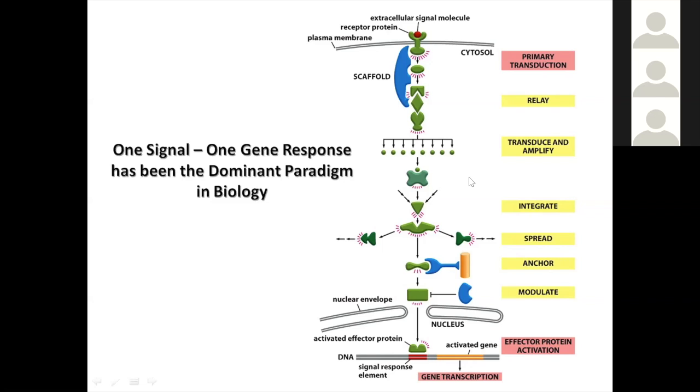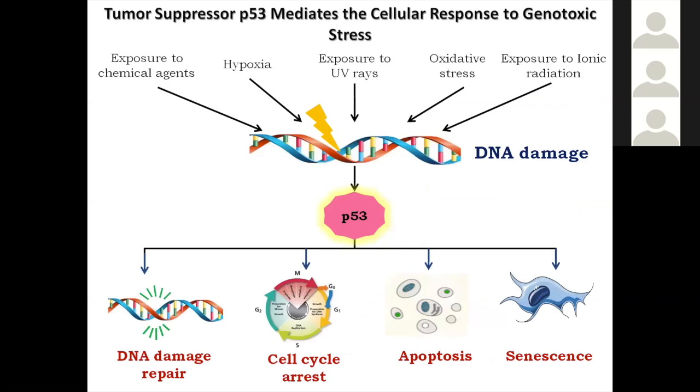We took this very important but very simple genetic regulation process, which is mediated by P53. P53 is a transcription factor which activates transcription of genes, and it mediates a cellular response to what we universally call genotoxic stress, that is, any type of stress which can cause DNA damage. This can be chemical agents, hypoxia, UV radiation, oxidative stress such as reactive oxygen species, or exposure to ionizing radiation such as gamma.